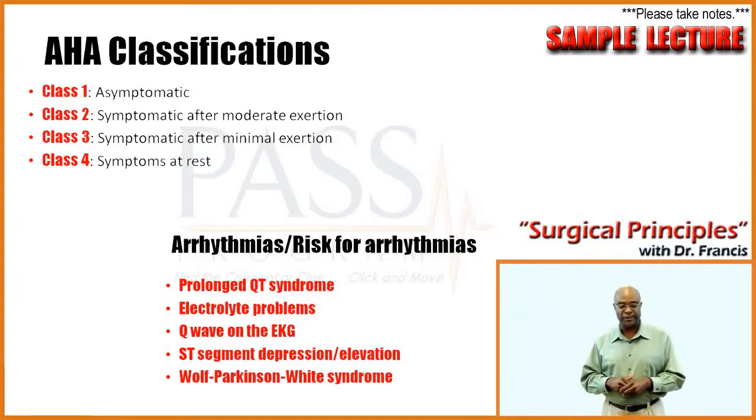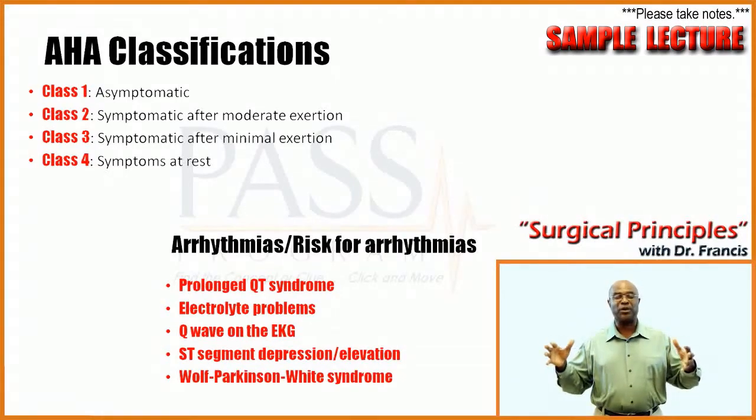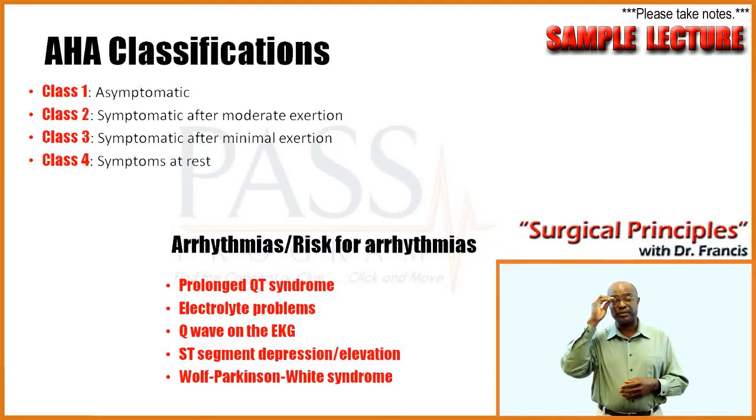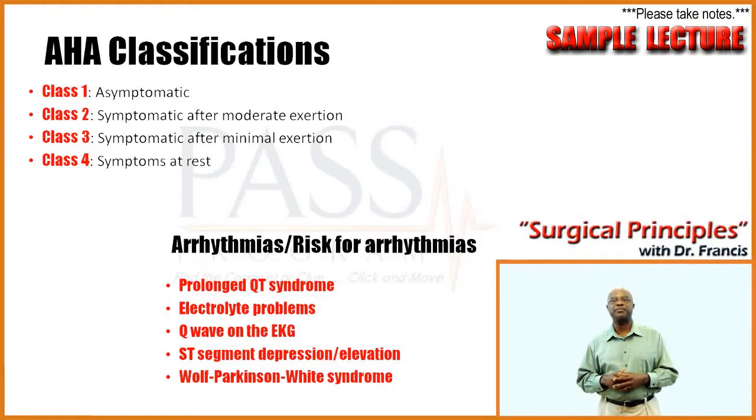Arrhythmias and risk for arrhythmias. When you do an EKG, you look for your prolonged QT interval. Some children are born with prolonged QT interval and don't even know it. Many adults develop a prolonged QT syndrome due to medication. So it's very important to take a look at that. The other way to develop it is electrolyte issues, especially potassium.